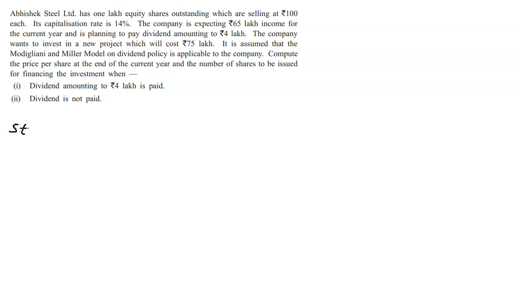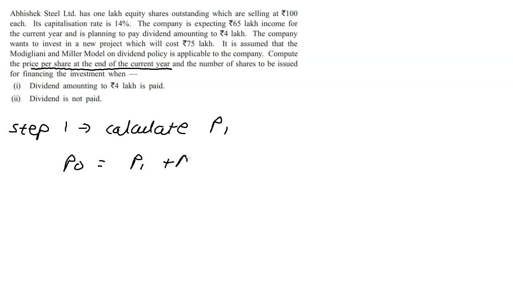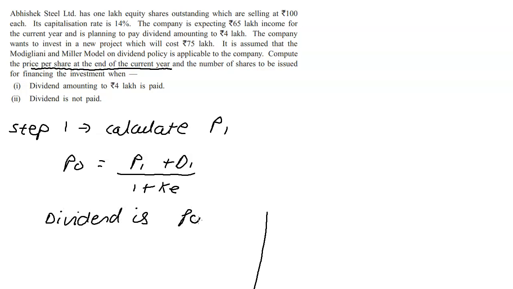step one is to calculate the price per share at the end of the current year. So we are calculating what is called P1, and we will use the formula P0 is equal to P1 plus D1 upon 1 plus KE. Now we have got two scenarios. One situation is when dividend is paid. The second situation is when dividend is not paid.